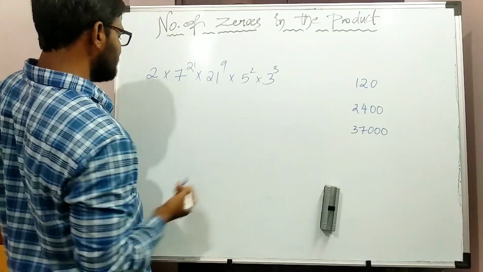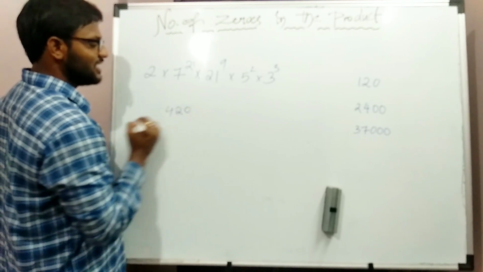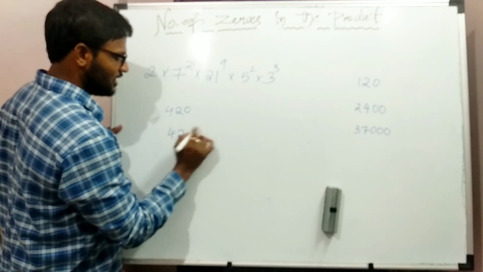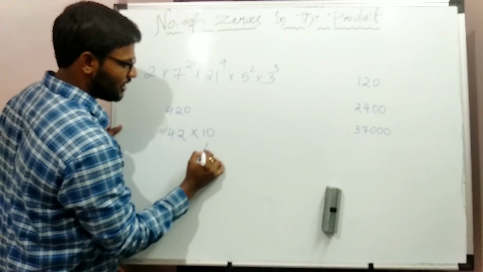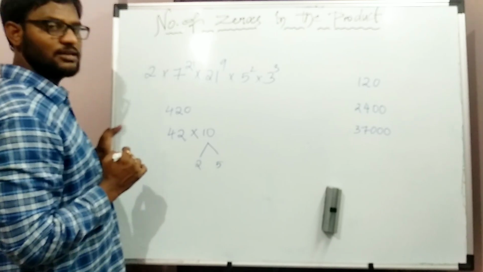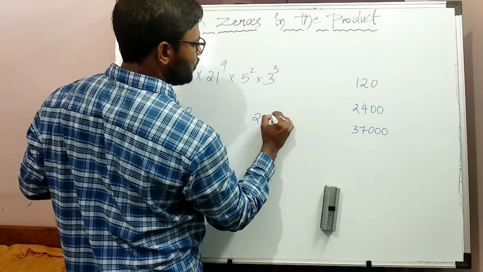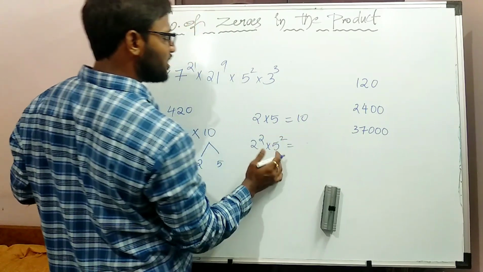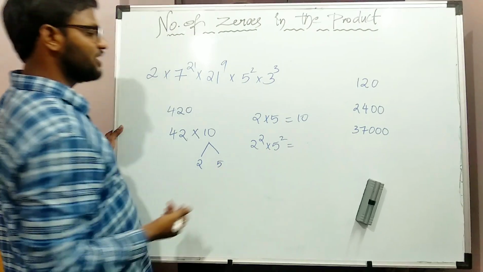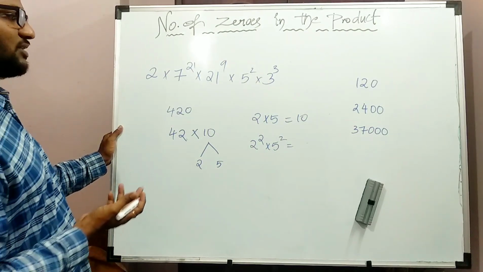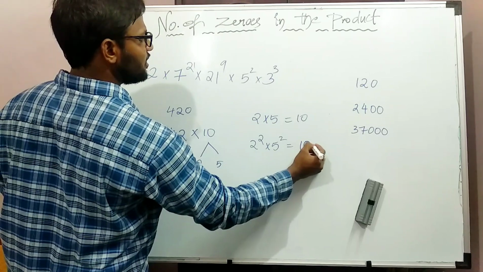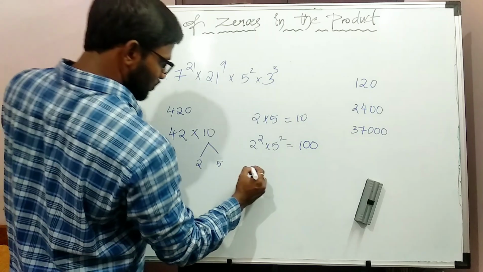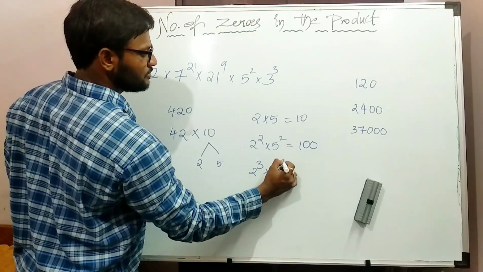Listen carefully. Here 420 is ending with 1 zero. This 420 we can write as 42 into 10. And what is the factorization of 10? 2 into 5. You know, 2 into 5 is 10. 2 square into 5 square is how much? 2 into 5 is 10, 10 whole square. 2 square into 5 square we can write as 2 into 5 whole square, that is 10 square. So product is 100. Next, 2 cube into 5 cube is how much?